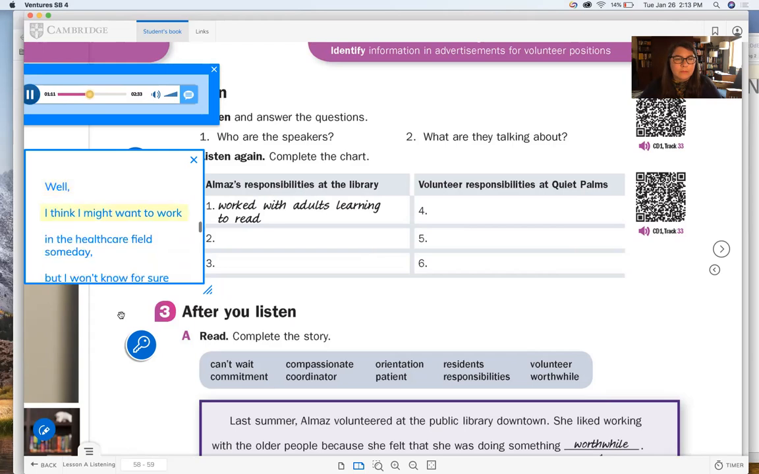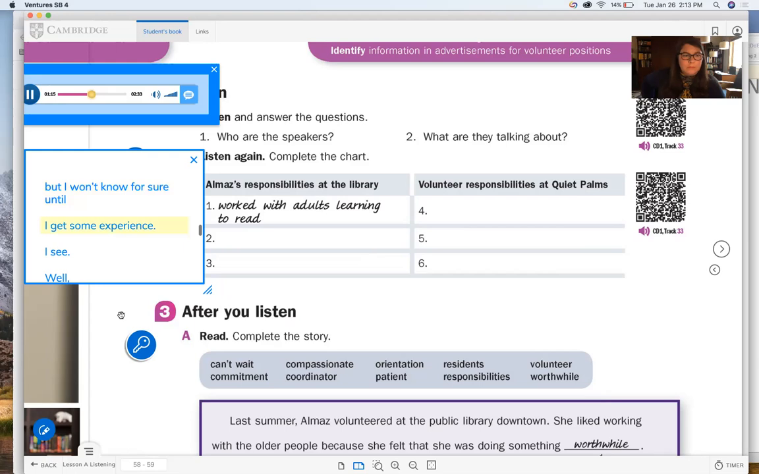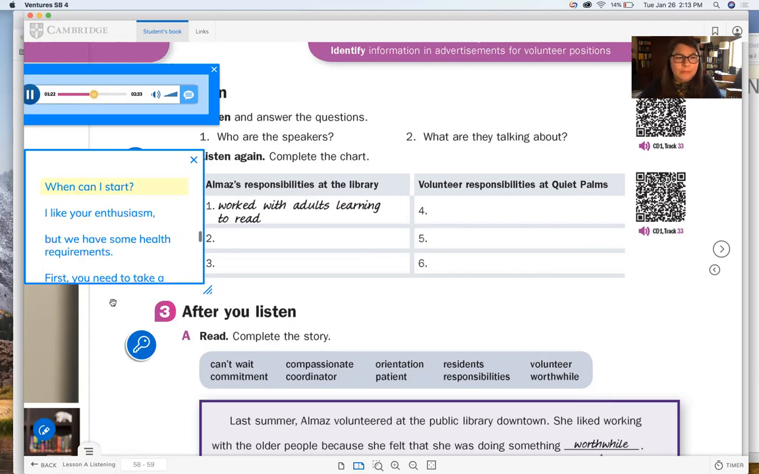Well, I think I might want to work in the healthcare field someday, but I won't know for sure until I get some experience. I see. Well, we'd love to have you volunteer here. Great! When can I start?